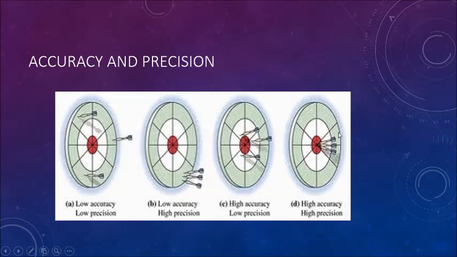Let's say we're measuring something and it's supposed to be 65 grams and that's the true value. Every time we measure it, we get 65 grams. That would have high accuracy because we're getting the correct number.